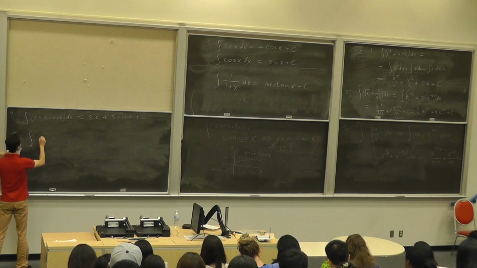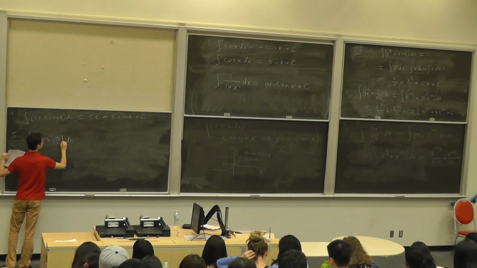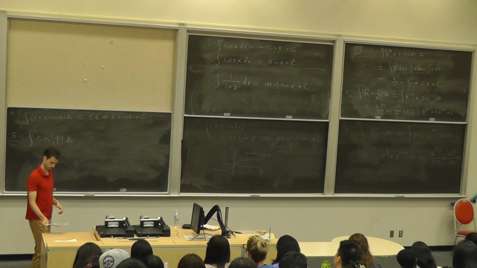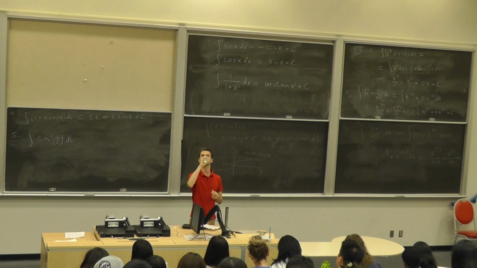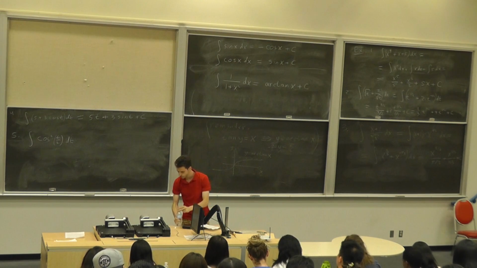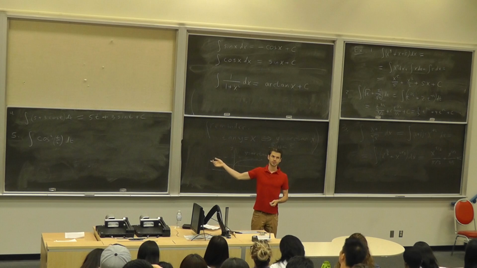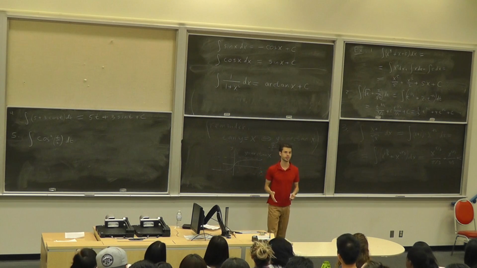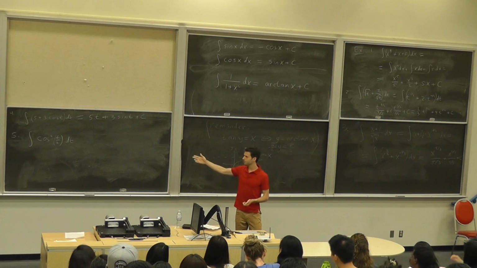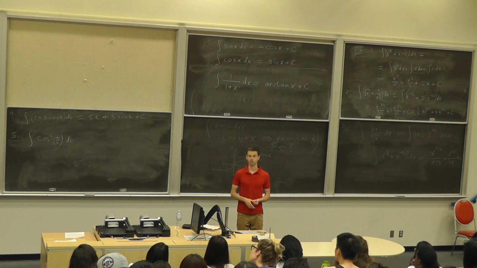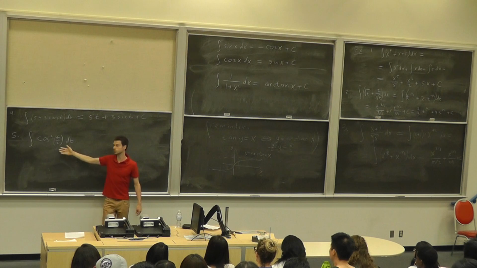Next one will be the integral of cosine squared of t dt. So unfortunately, the square of cosine is not one of the functions for which we can easily guess the antiderivative. I can't remember off the top of my head a function whose derivative is the square of cosine.